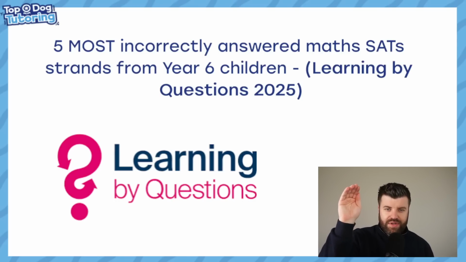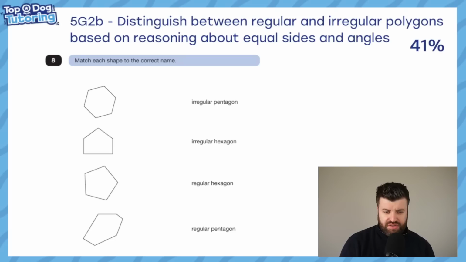So we're going to work backwards from 5 to 1. Let's take a look at the first strand. Every strand has this weird number and letter combination code. So this one is 5G2B, and it is to distinguish between regular and irregular polygons based on reasoning about equal sides and angles. And you'll see the number here on the right hand side, 41%. That is how many children answered this strand correctly.